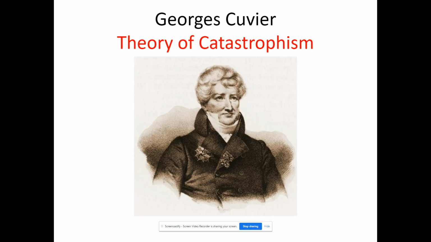And again, it's the theory that tries to explain why organisms seem to suddenly disappear from the existence of the earth, like these large extinction events, like dinosaurs, for instance. Some large catastrophic event had to occur in order to cause this to happen.